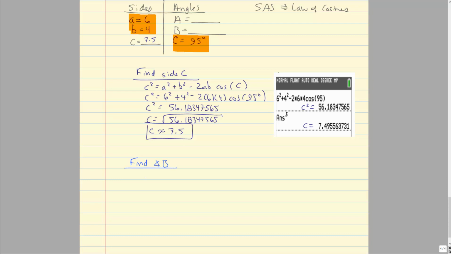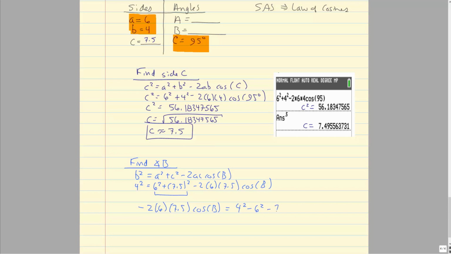So to find angle B, I'd want to do B squared is equal to A squared plus C squared minus 2AC cosine of B. So I populate this for what I know. I'm going to have to use that 7.5 that I just found for C. And cosine B, I'll need to solve for that first, and then after I find cosine B, I can take the inverse cosine of both sides to find out what angle B is. So again, I'll subtract these two over, so I'll have -2 times 6 times 7.5 cosine of B equals 4 squared minus 6 squared minus 7.5 squared.